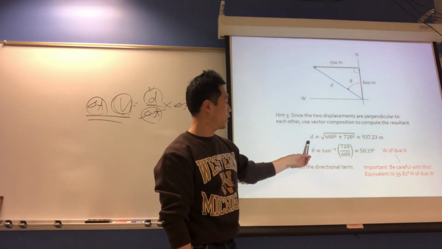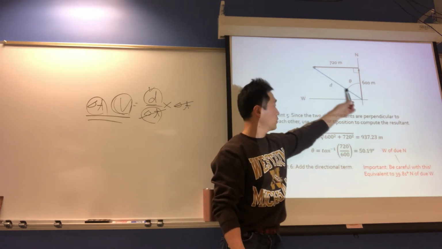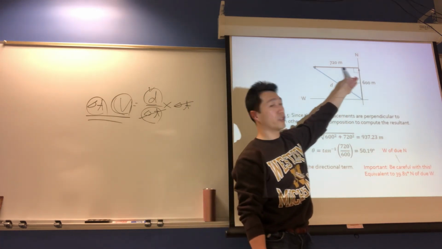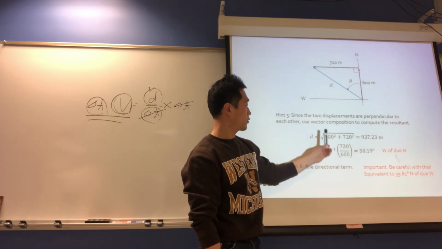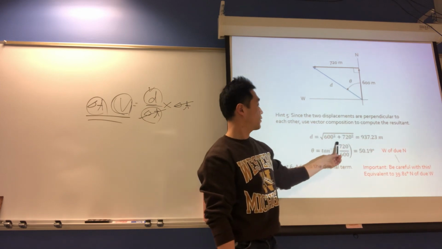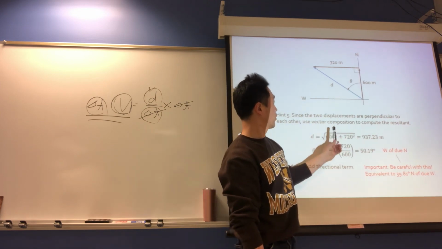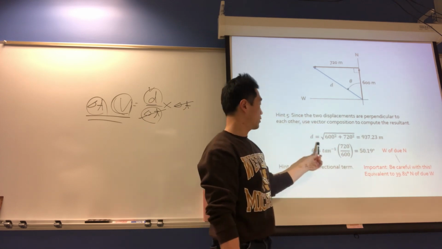First of all, D here, let's calculate the magnitude of this displacement. Since these two are perpendicular to each other, we can use vector composition, right? The square root of this squared plus this squared, and then do this vector composition.